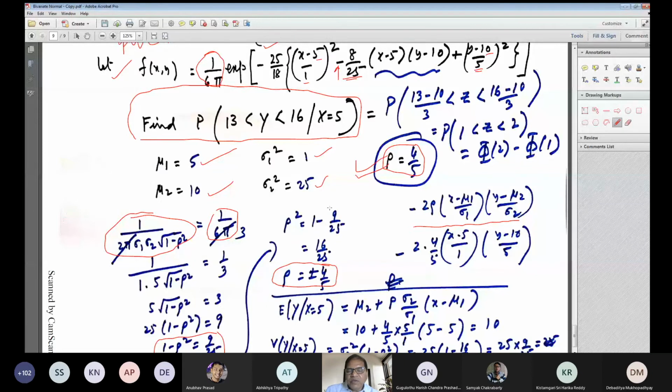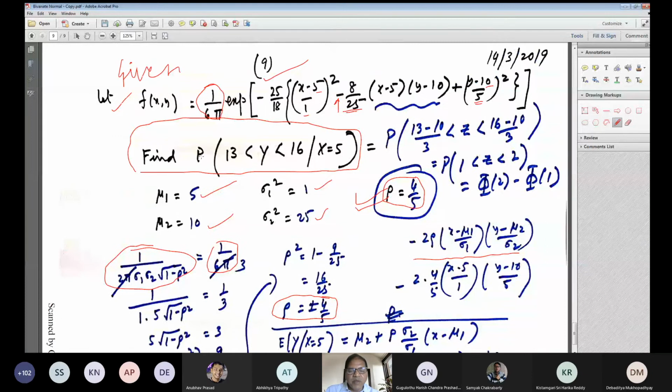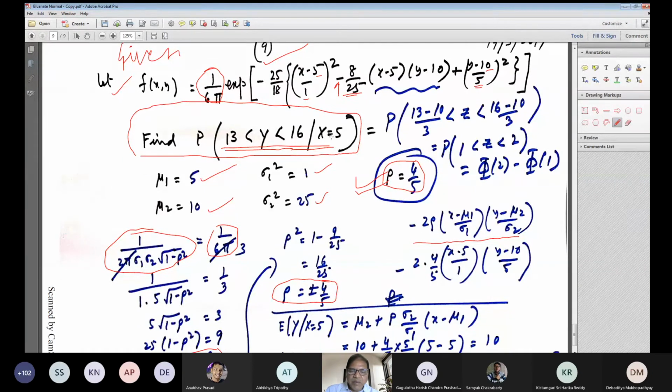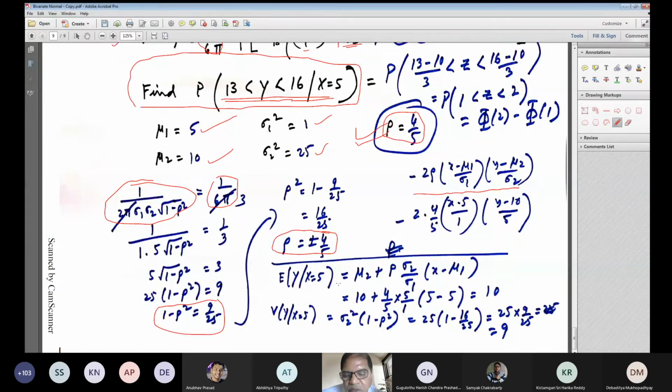Once we have got rho, we have to find this probability. So we need to find the conditional mean and conditional variance of y given x. Remember that: if it is x given y, then you have to use the other formula. So y given x mean, with x equal to 5.